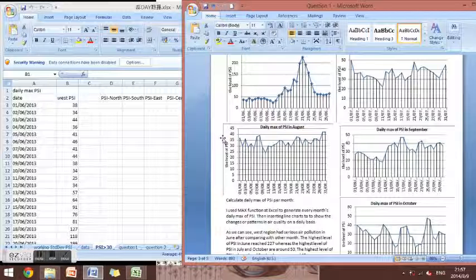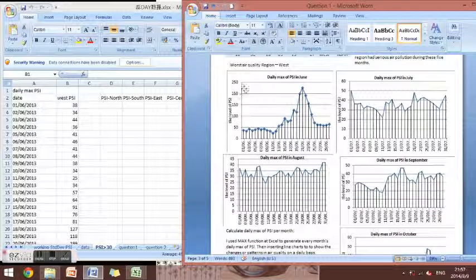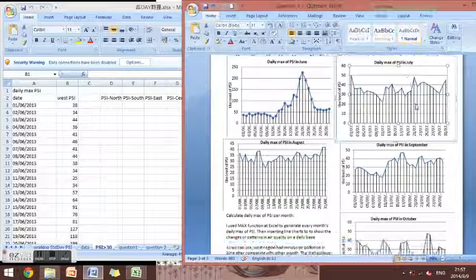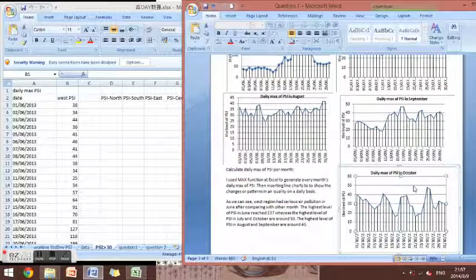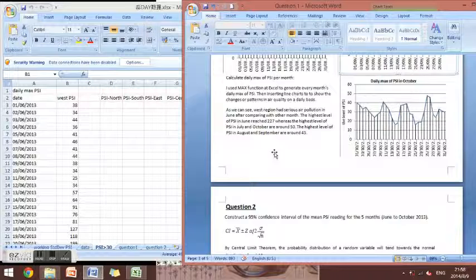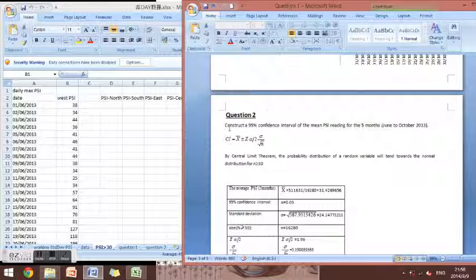So from the chart we can see the West region had serious air pollution in June, which reached around 227. However, in July and October, the highest level of daily max PSI is around 50. In August and September, the highest level of daily max PSI is around 45.